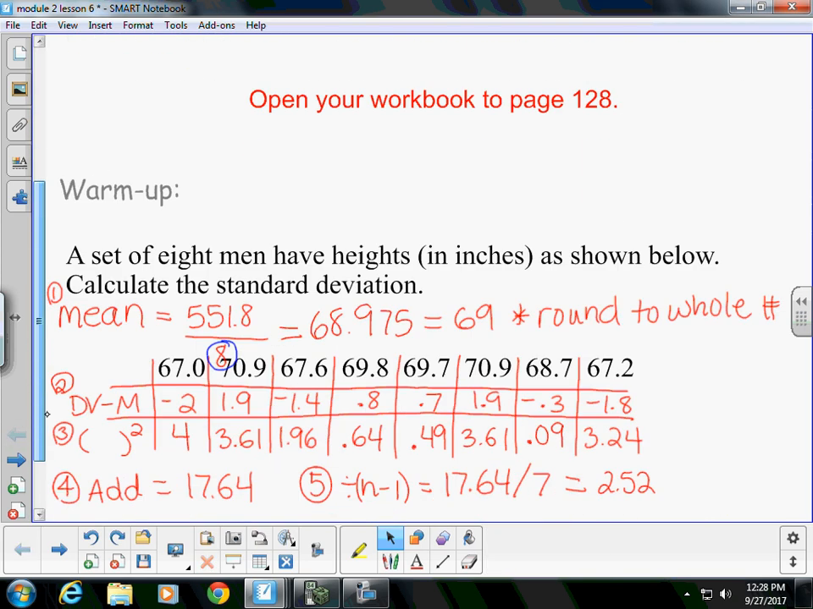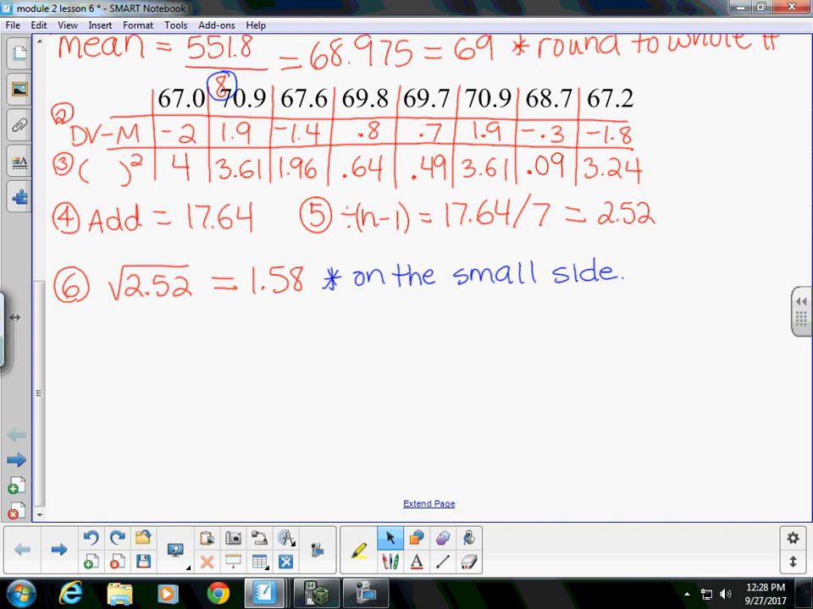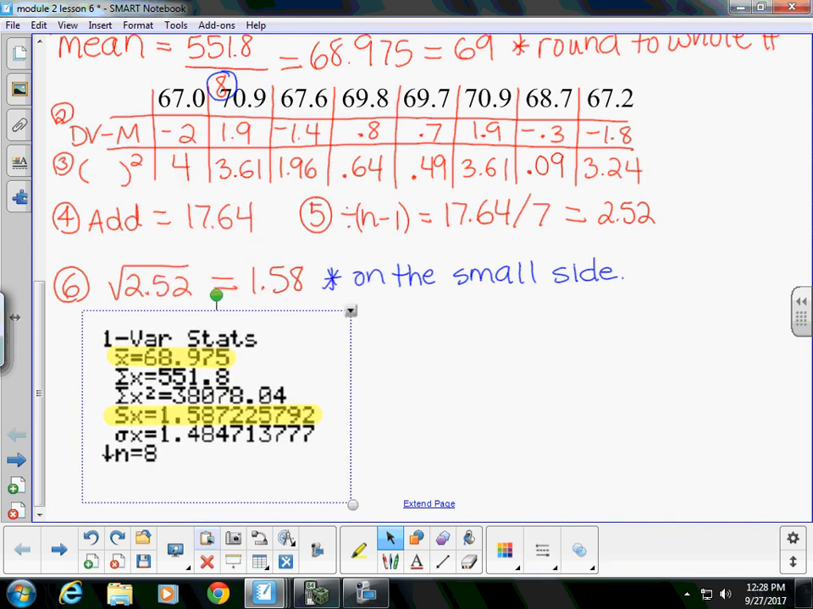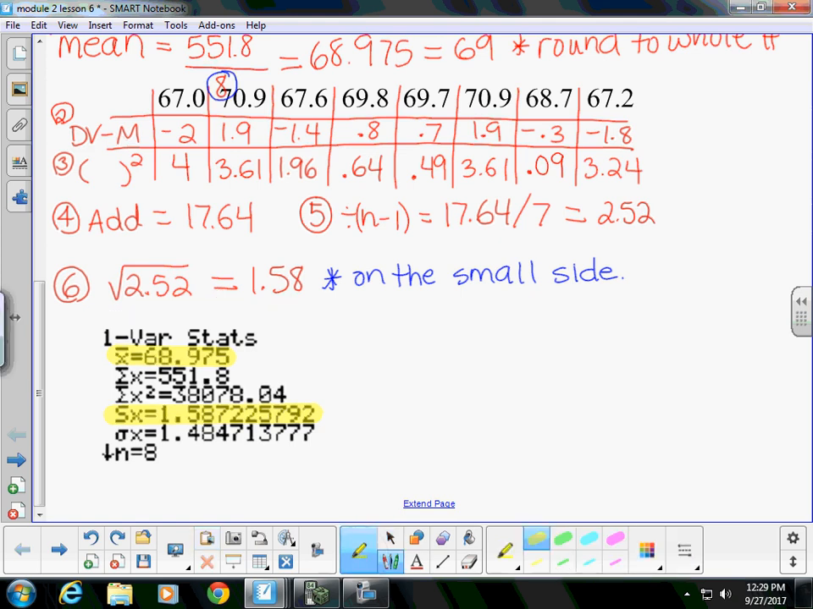Okay, so let's go back and compare with what we got by hand. Here's what I got by hand. I came up with a mean of 68.95, and that matches what the calculator came up with. And I came up with a standard deviation, that's the final answer down here, of 1.58, and that's actually what the calculator came up with also, 1.58. So those numbers all match. So I did pretty good doing it by hand.